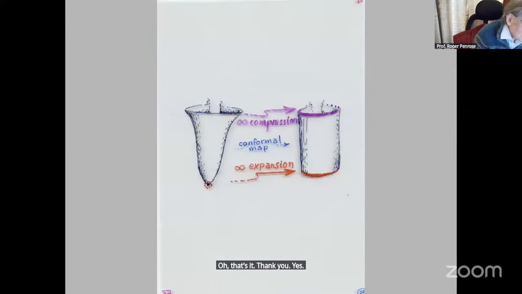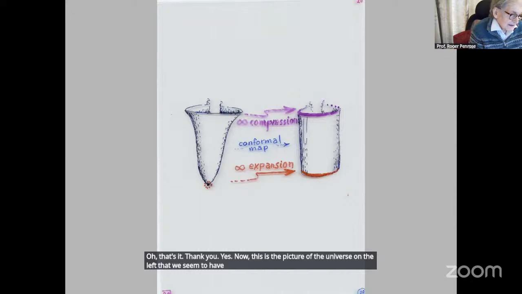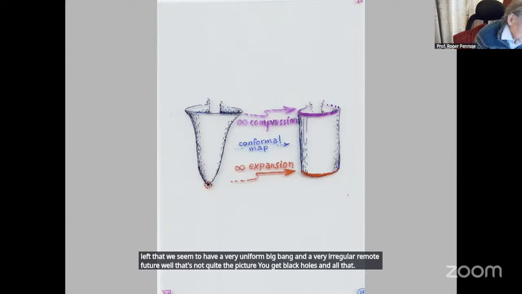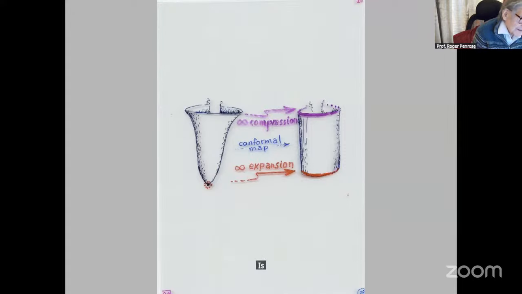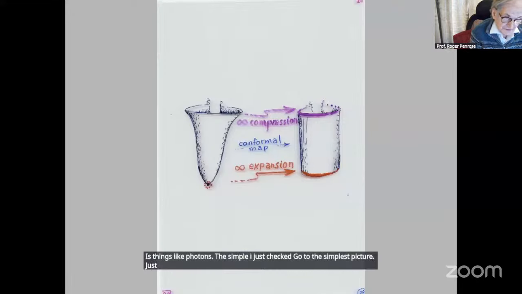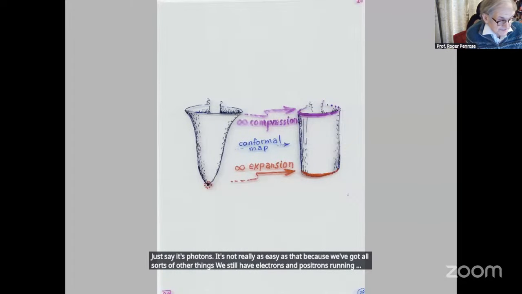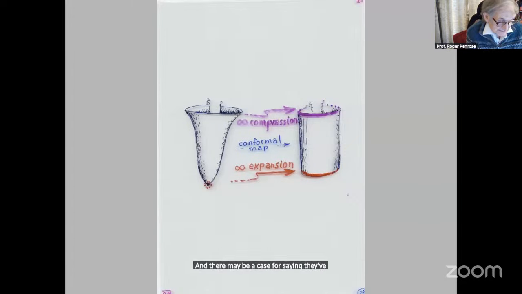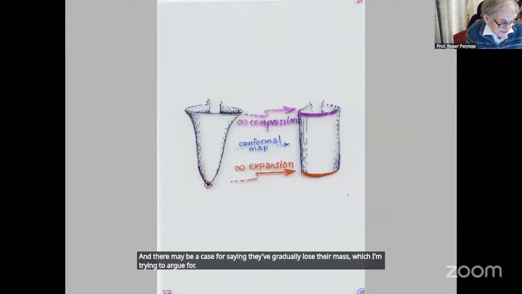Yes. Now, this is the picture of the universe on the left, that we seem to have a very uniform Big Bang and a very irregular remote future. Well, that's not quite the picture. You get black holes and all that, but the dominant thing in the future is things like photons. I just go over to the simplest picture, just say it's photons. It's not really as easy as that because you've got all sorts of other things. We still have electrons and positrons running around, and there may be a case for saying they gradually lose their mass, which I've tried to argue for reasons which I don't want to go into here.